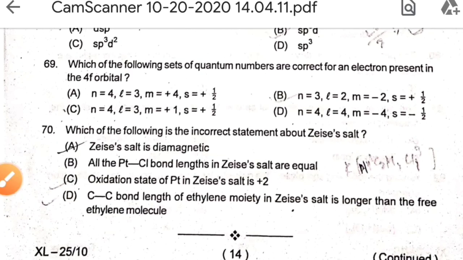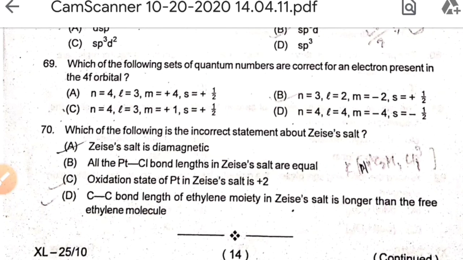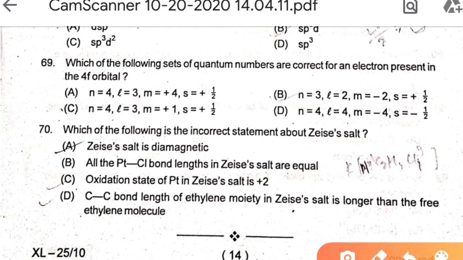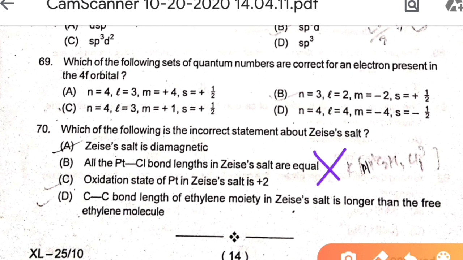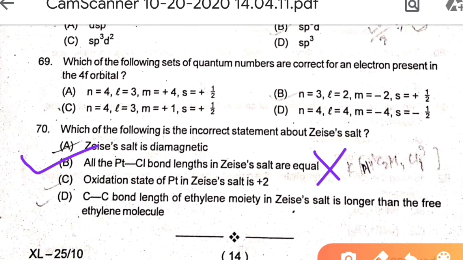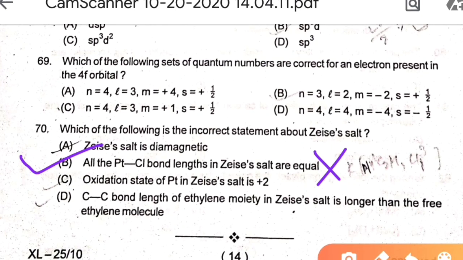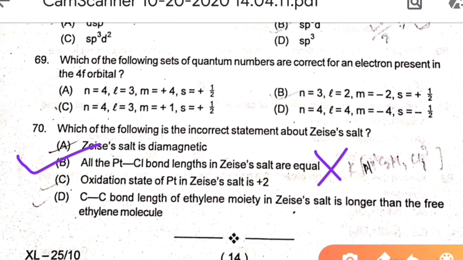Okay, this is our last question, 70. Which of the following is the incorrect statement about Zeise's salt? So options are A, Zeise's salt is diamagnetic. This is the correct statement. So next is all platinum chlorine bond lengths in Zeise's salt are equal. This is wrong, and this is the right answer, that is B. Because in Zeise's salt there is synergic bonding. There is presence of synergic bonding. The Pt-Cl bond length differs in Zeise's salt actually. So the correct answer for 70 is B.